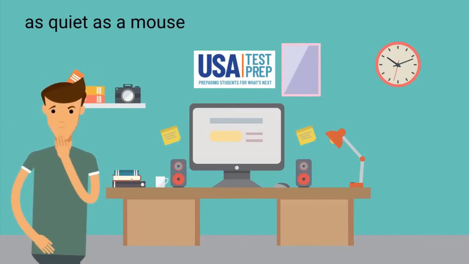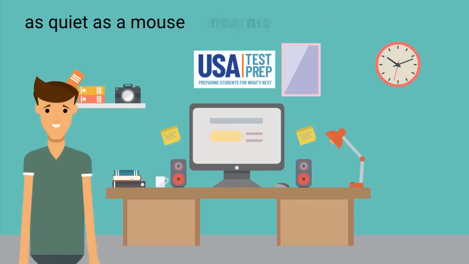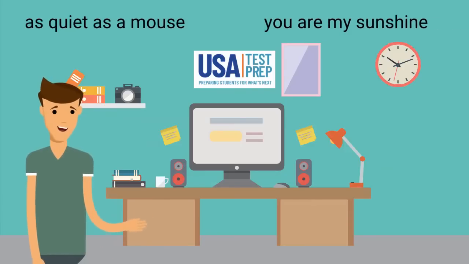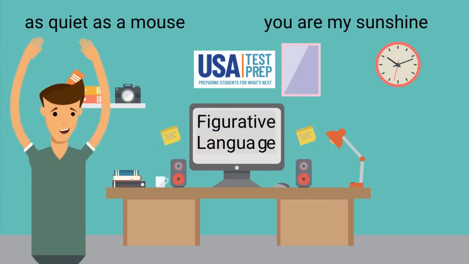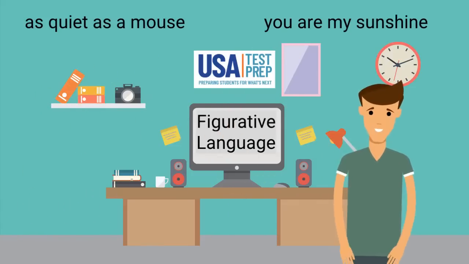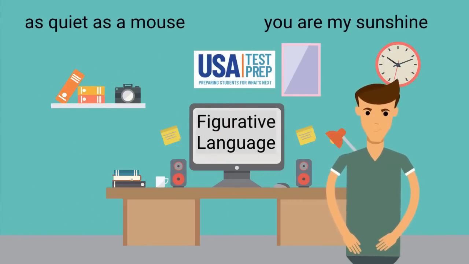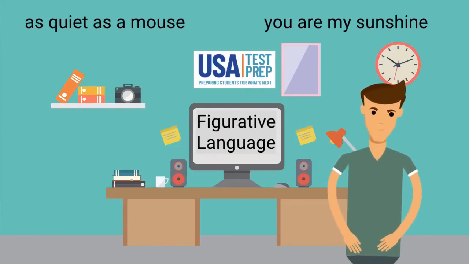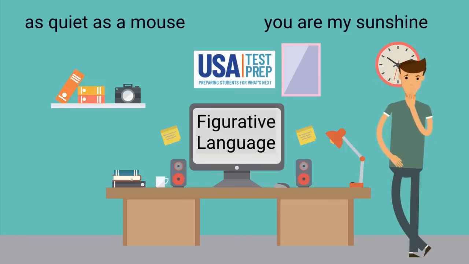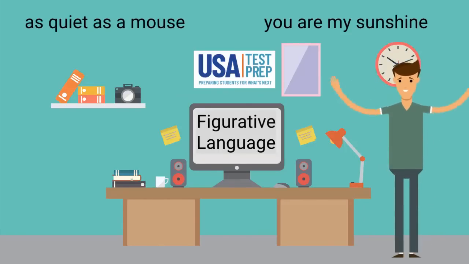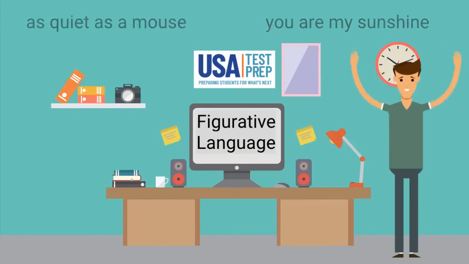Have you ever heard the phrase, as quiet as a mouse? How about, you are my sunshine? These are types of figurative language. Figurative language has a different and special meaning that is different from what it literally says. Confused? Don't be. We will use lots of examples today to show you.